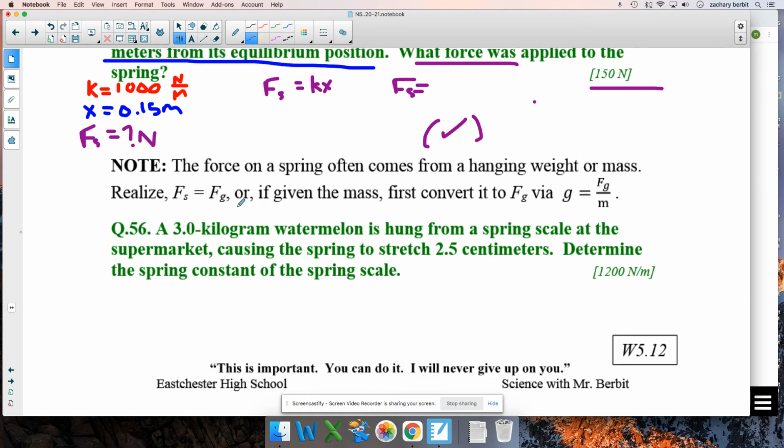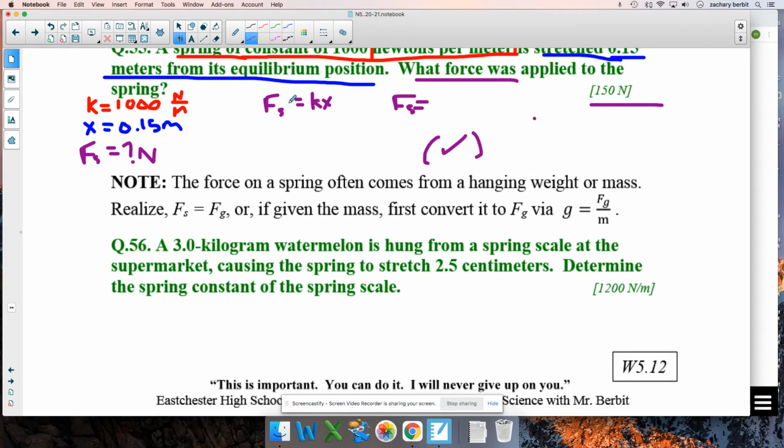Now, let me give you one that's a little harder. A little harder, not a rough problem, but a little harder. Sometimes we don't make it so simple on you where we tell you K, X, find F. In fact, you may often get one that looks like this. There's a note here.